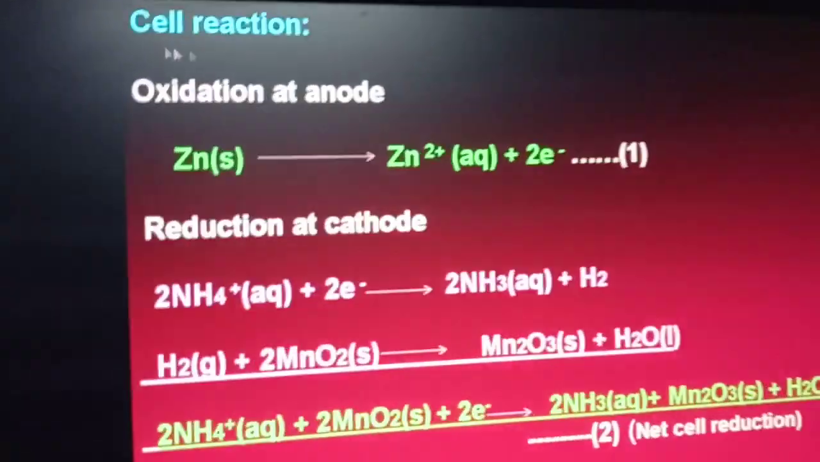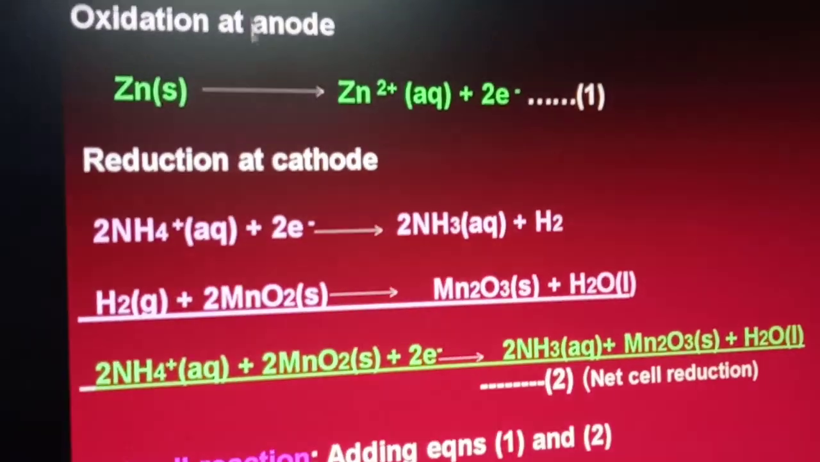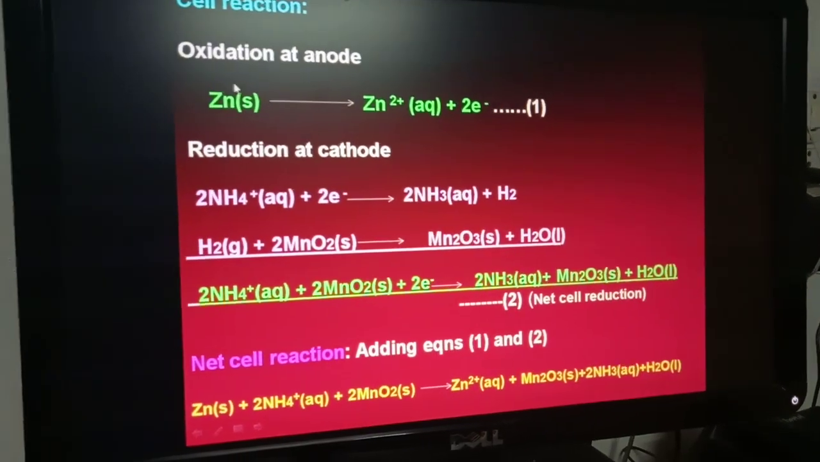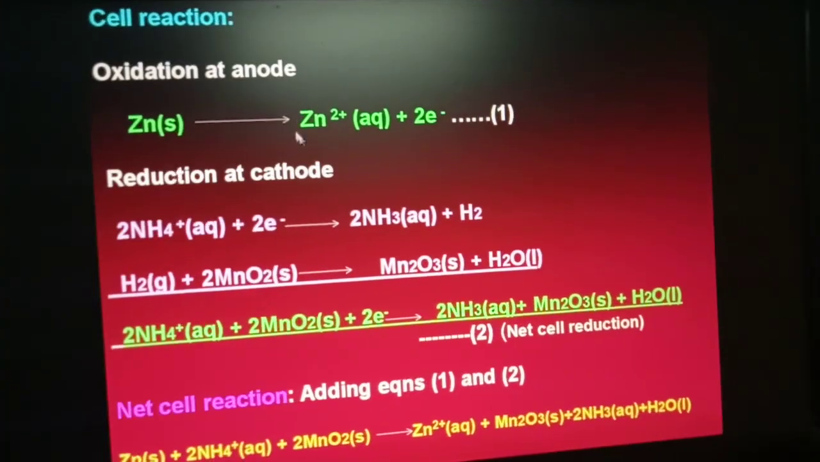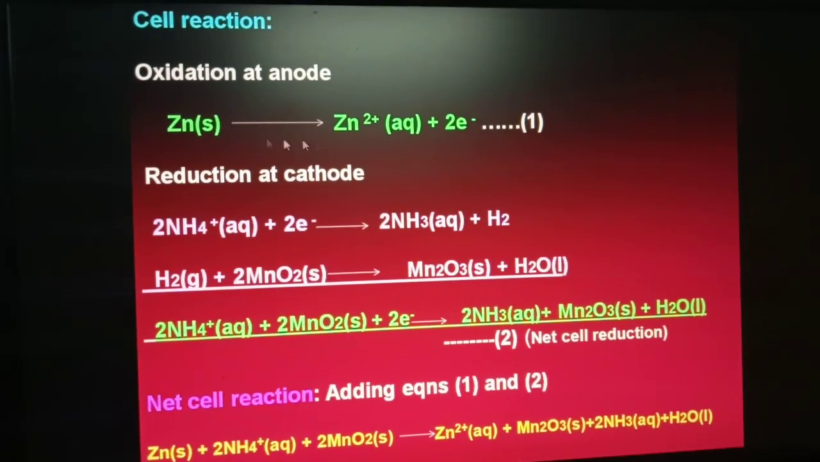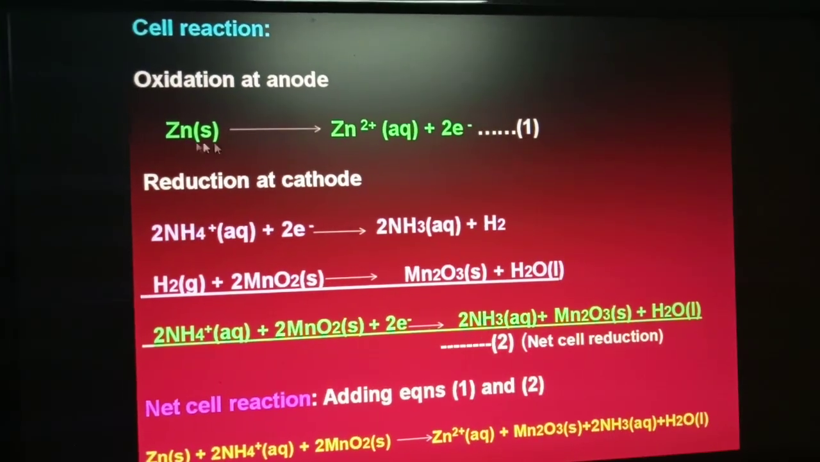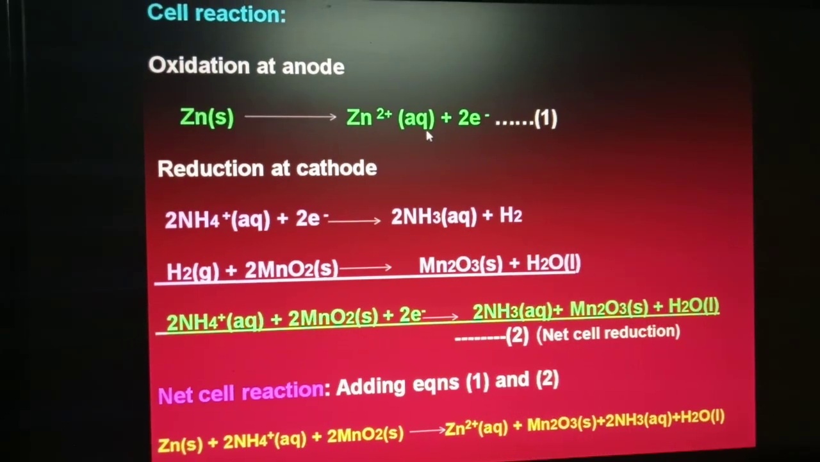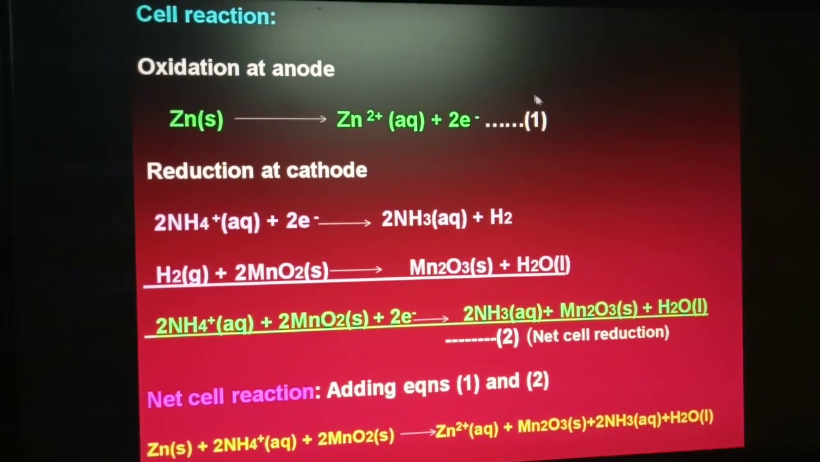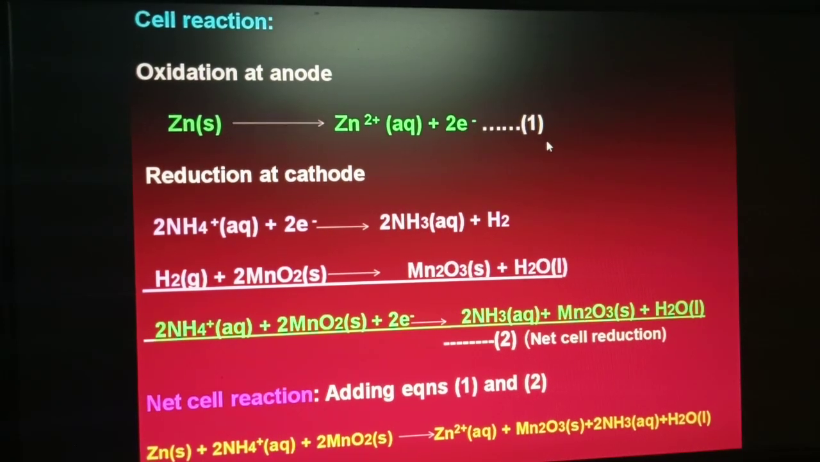Now let us see what are the cell reactions. At anode, as zinc is the anode, it will oxidize to give Zn2+ aqueous plus 2 electrons. So Zn being divalent, Zn oxidizes to give Zn2+ aqueous plus 2 electrons. Let us consider this to be equation number 1.